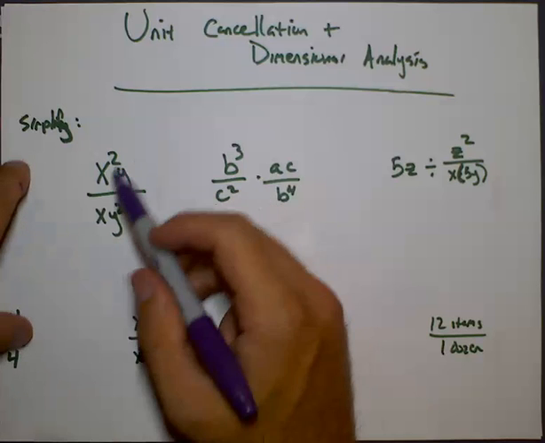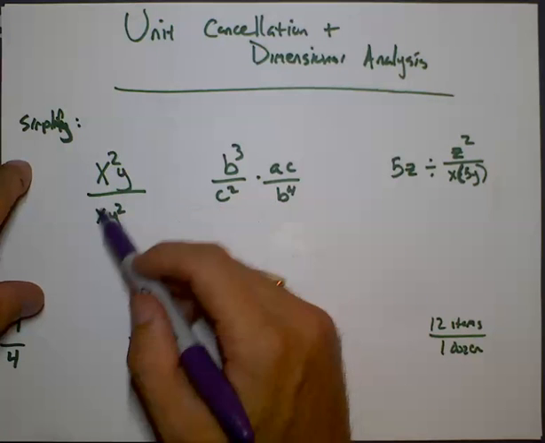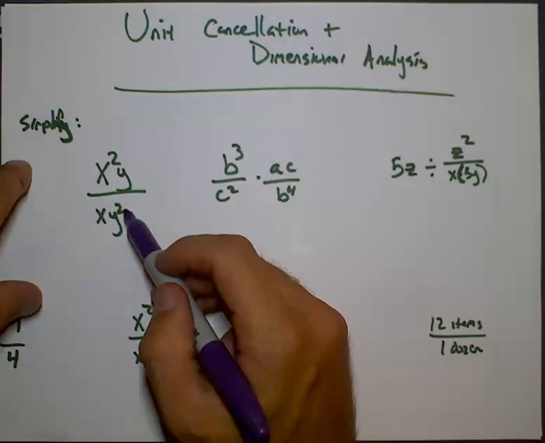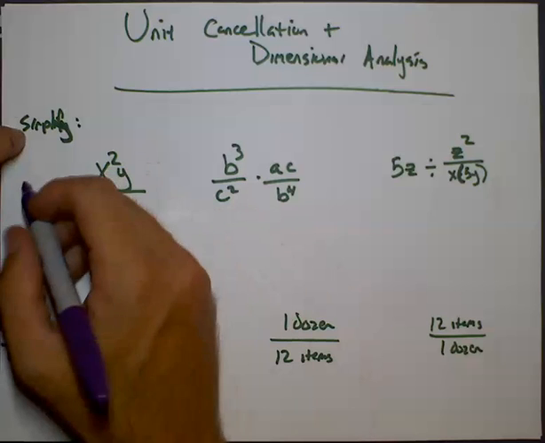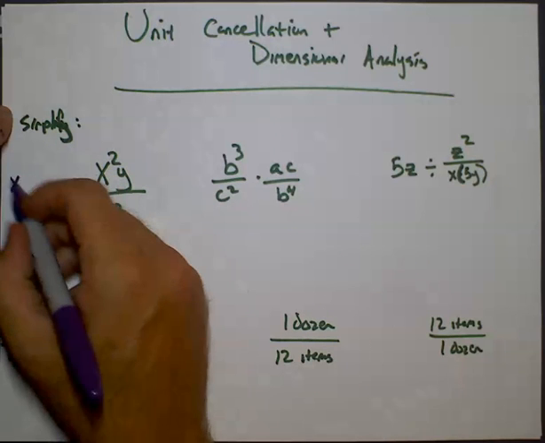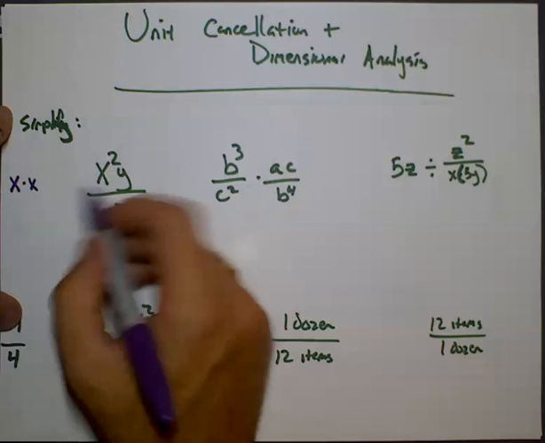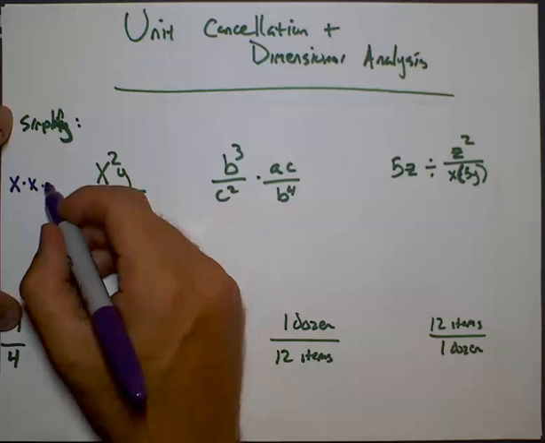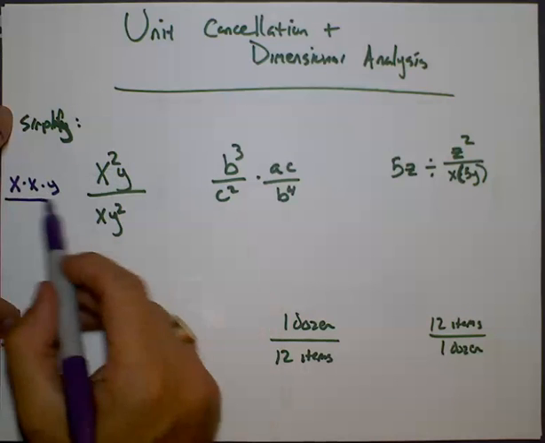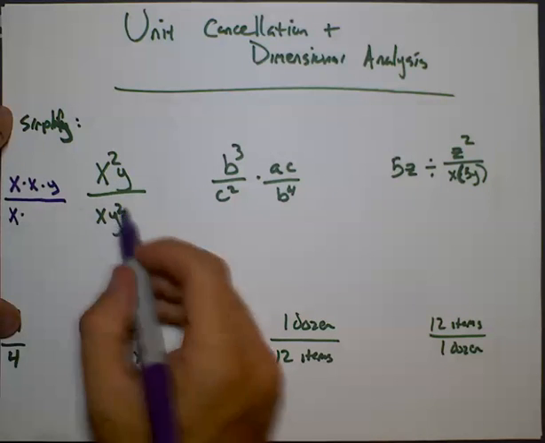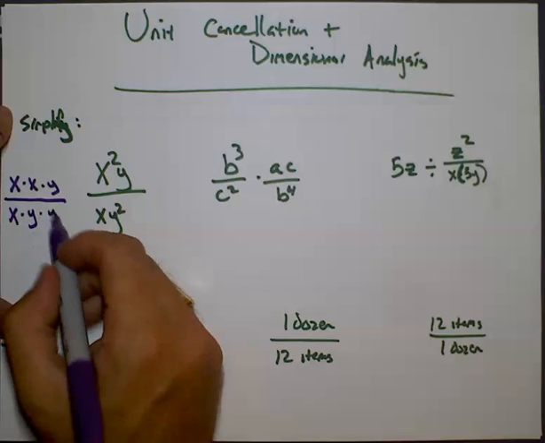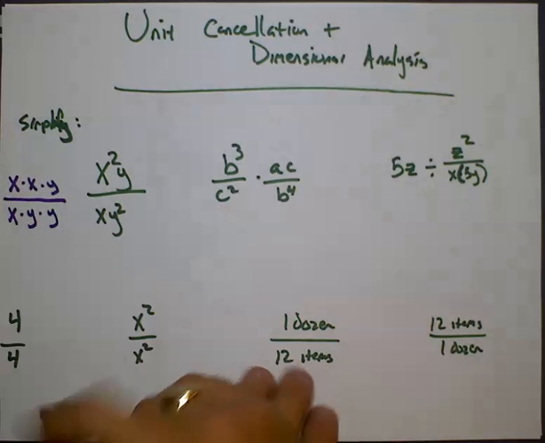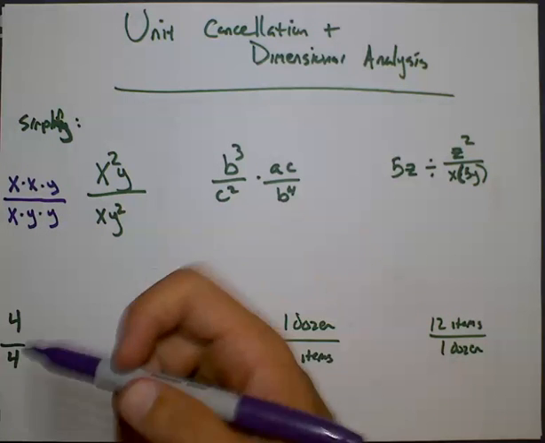Okay, so here we've got x squared times y over x times y squared. So let's expand that a little bit. X squared really means x times x, and when two things are together like that, it means times that other thing. Then over x times, now in this case, y squared, so x times y times y. So what we're trying to do is get rid of anything that can cancel out.